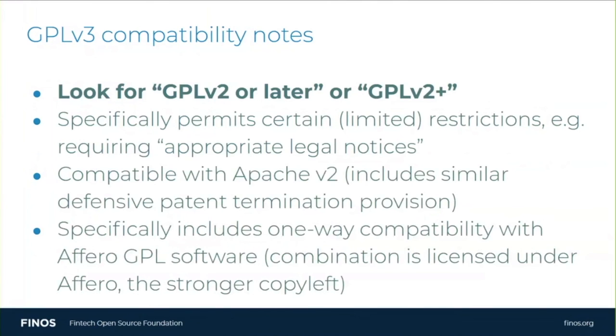So, just a few notes on GPL version 3 compatibility. Again, look for GPL version 2 or later, or GPL version 2 plus, in the license of GPL version 2 software that you're using, because you may well get a benefit from using the software under GPL version 3 instead of GPL version 2. GPL version 3 permits certain limited restrictions. It's compatible with Apache version 2, whereas GPL version 2 wasn't. And it provides one-way compatibility with the Affero GPL, meaning that even though they would otherwise be incompatible, GPL version 3 specifically lets you combine GPL version 3 software with Affero GPL software, which has to be licensed under the Affero license.